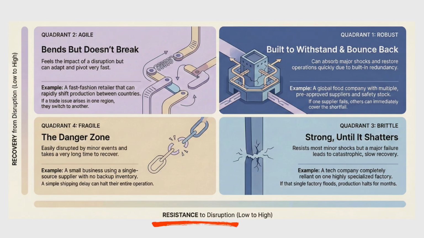First, the horizontal axis measures resistance to disruption. This tells us how well a supply chain can withstand unexpected events, things like supplier problems, natural disasters, or transportation delays. A low resistance means even small disruptions can cause major issues, while a high resistance means the system is strong enough to prevent disruptions from severely affecting operations in the first place.